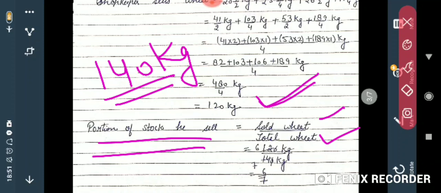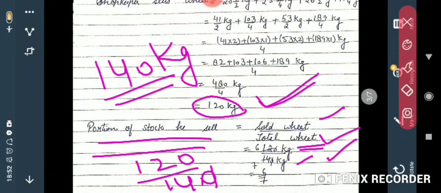As you know very well, in the denominator what do you take? Total. So what is the portion of wheat he sold? 120 kg. And out of how much? 140 kg. Just see, 120 upon 140. So 0 and 0 will get cancelled. 2 6s are 12, 2 7s are 14. So what is the portion of wheat he sold? 6 by 7. Understood?